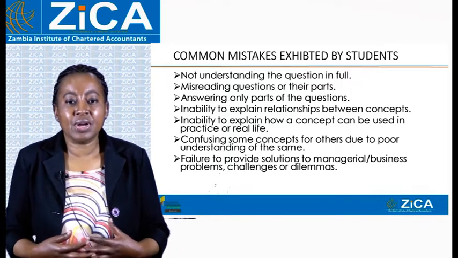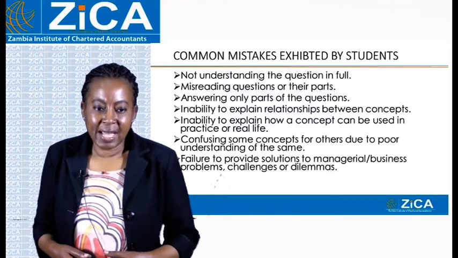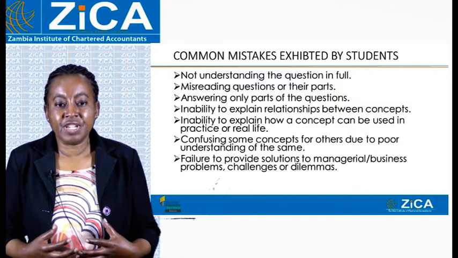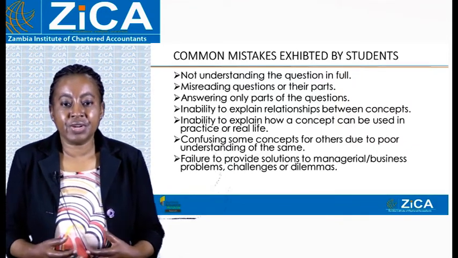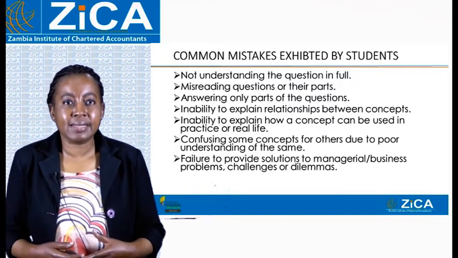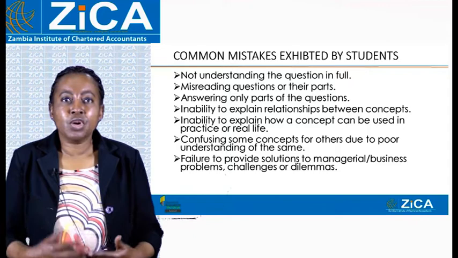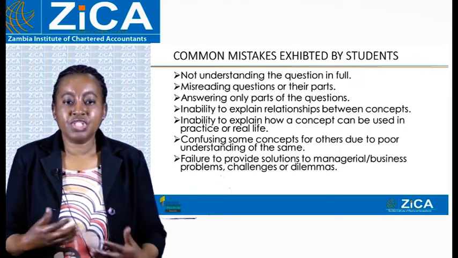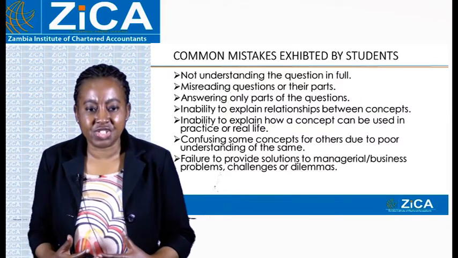Inability to explain how a concept can be used in practice or real life. For example, you may know a motivational theory, for example, Maslow's hierarchy of needs. You may know that this is a pyramid starting from the lowest needs to the highest level need. So you would know about physiological, safety and security, social, esteem, and self-actualization.